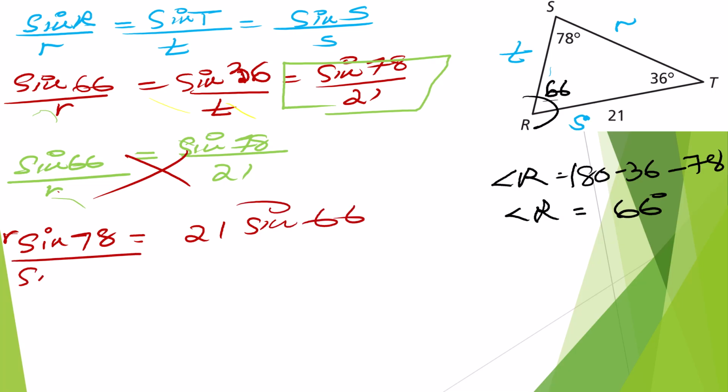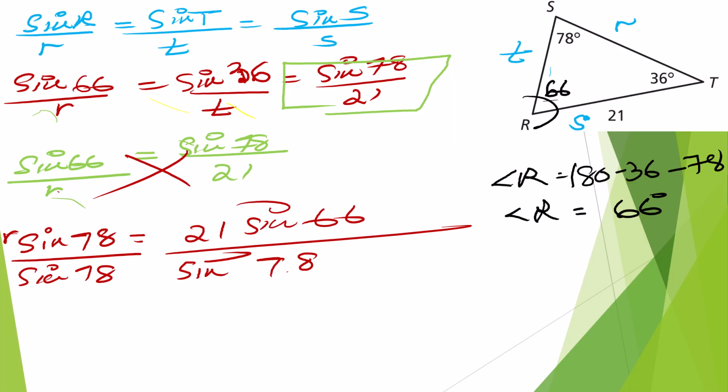Divide both sides by sine 78 because we have to find the unknown value of r. Don't write 78, you have to write sine 78. So write in the calculator 21 times sine 66, close the bracket, divided by sine 78, close the bracket, and you will get 19.61. 19.61 is your r. Now we have to find the other value, that is small t.